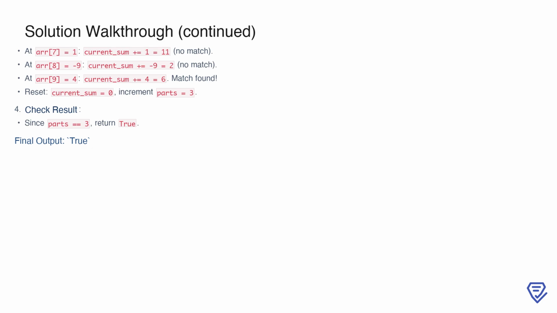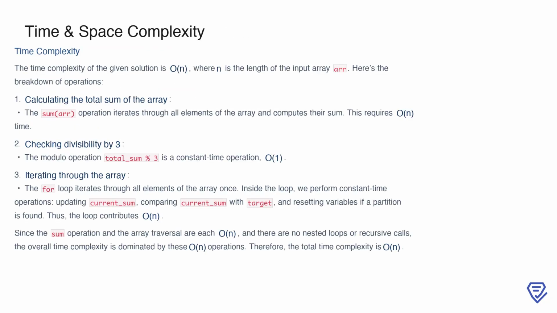Finally, we check the parts variable and confirm that it equals 3. This means the array can be partitioned into 3 parts with equal sums, so the function returns true. The output for this example is true. The time complexity of this solution is O(n), where n is the length of the input array.